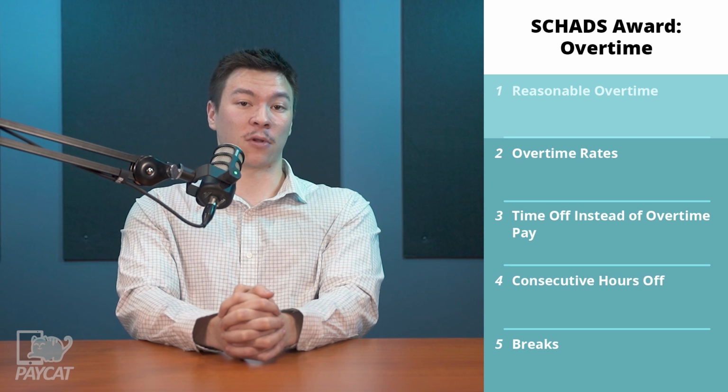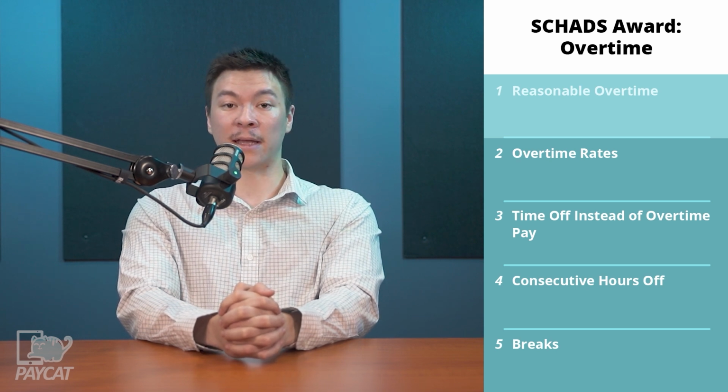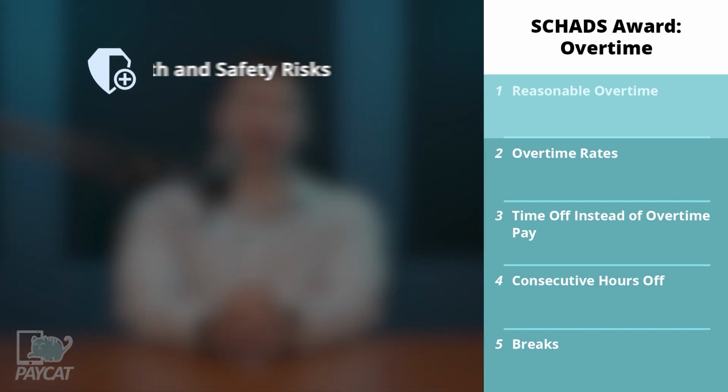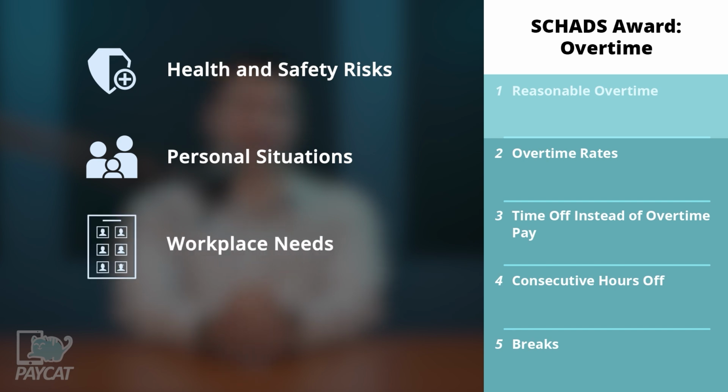Overtime can be reasonable as long as you take the following factors into account before asking an employee to work beyond their ordinary hours. Number 1, health and safety risks. Number 2, the employee's personal situation, like family responsibilities. Do they have children they need to pick up from school? Number 3, the workplace needs. Is it entirely necessary for the employee to work overtime? Number 4, overtime rates, which we'll discuss later in this video.